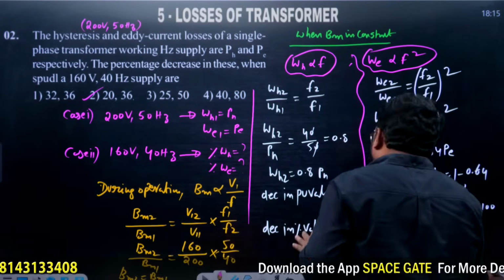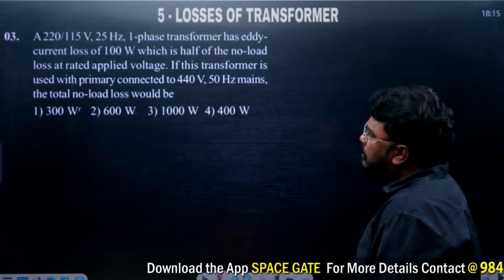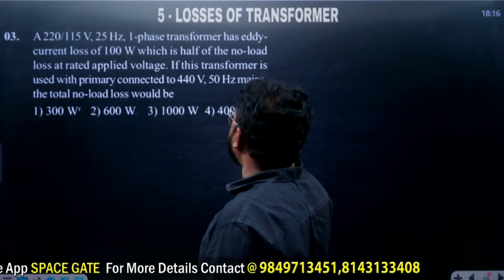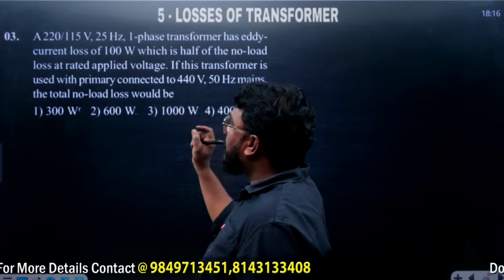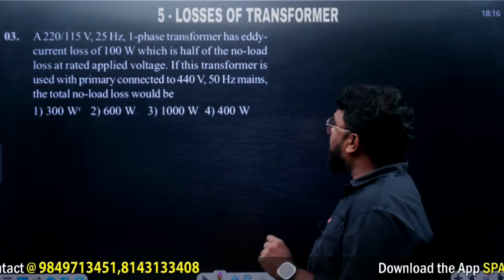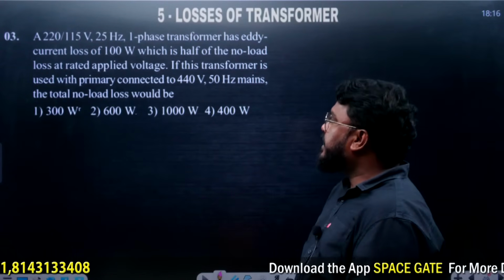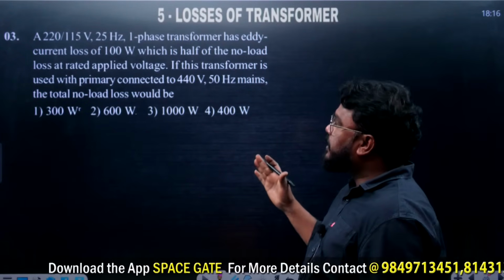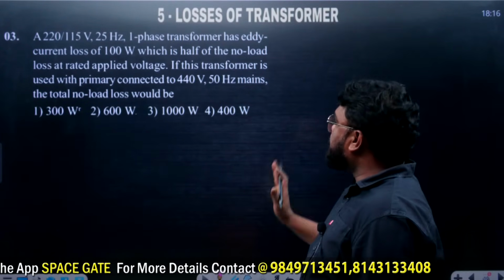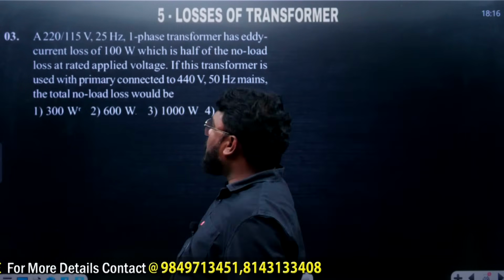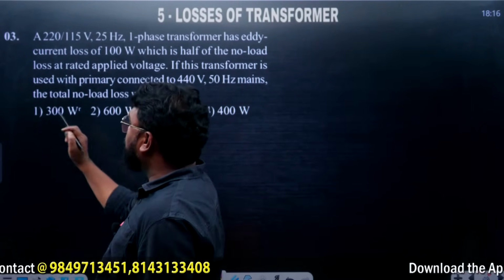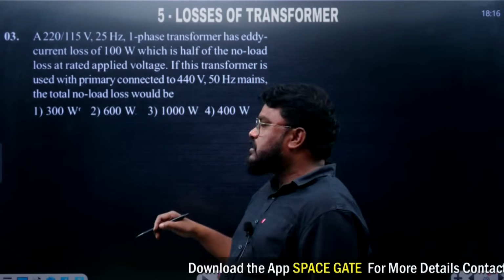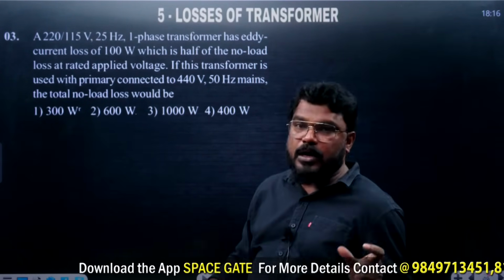Now let us solve one more question here. A 220 volts, 115 volts, 25 Hz single phase transformer has eddy current loss of 100 watts, which is half of the no load loss at rated voltage. If the transformer is used with the primary connected to 440 volts, 50 Hz mains, then the total nodal losses would be: option 1, 300 watts; option 2, 600 watts; option 3, 1000 watts; and option 4, 400 watts.